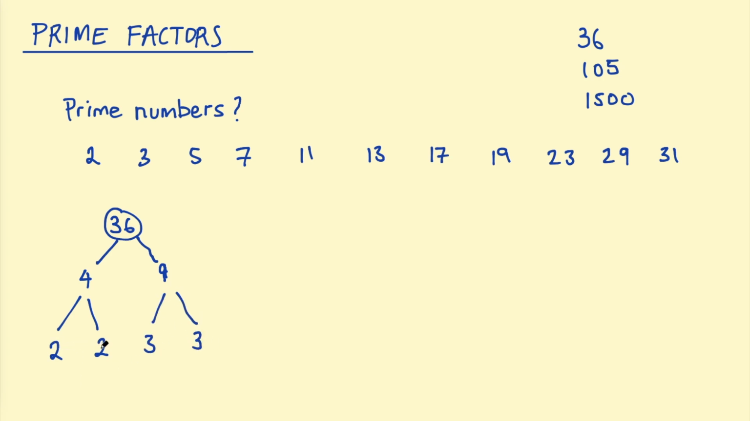And now we have at the base of our tree here, all of these are prime numbers. So we are going to circle them. Okay, and what we've done is we've found the prime factors of 36. And a question might ask you, write 36 as the product of prime factors. And you would say it is 2 times 2 times 3 times 3.